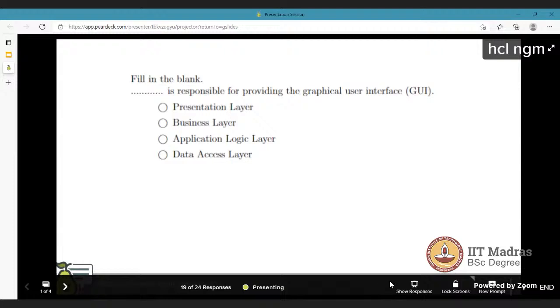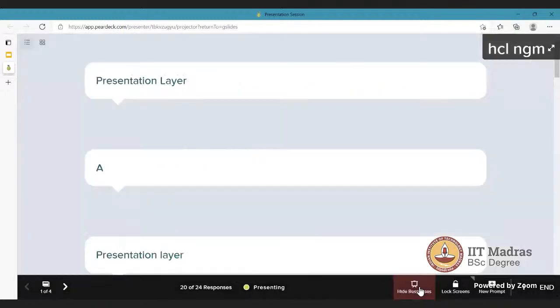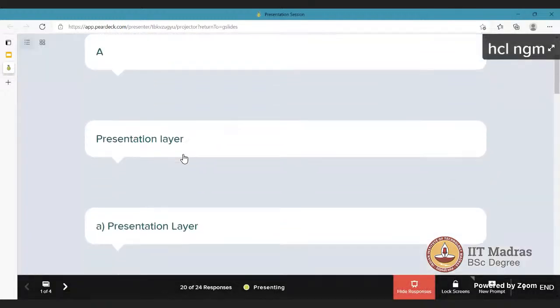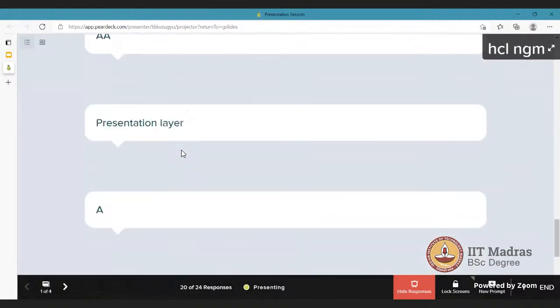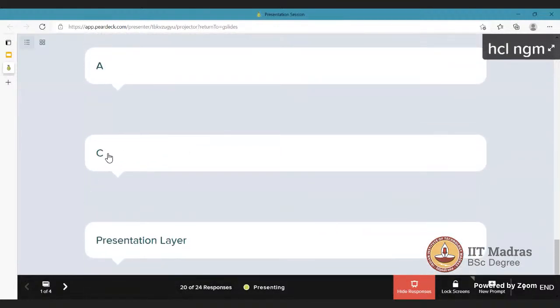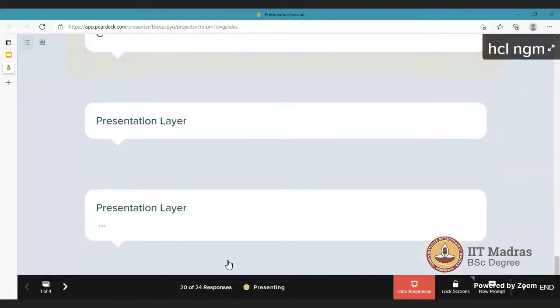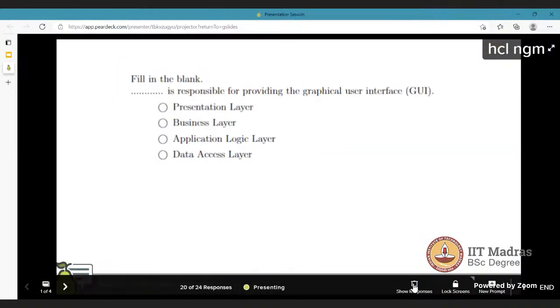In this, I think we can check the responses. 19 responses are there, 20 responses. Okay, sir. So presentation layer, presentation layer. Would anybody like to volunteer and tell why the answer is presentation layer, and why the one who answered application layer? Can anybody unmute and tell?